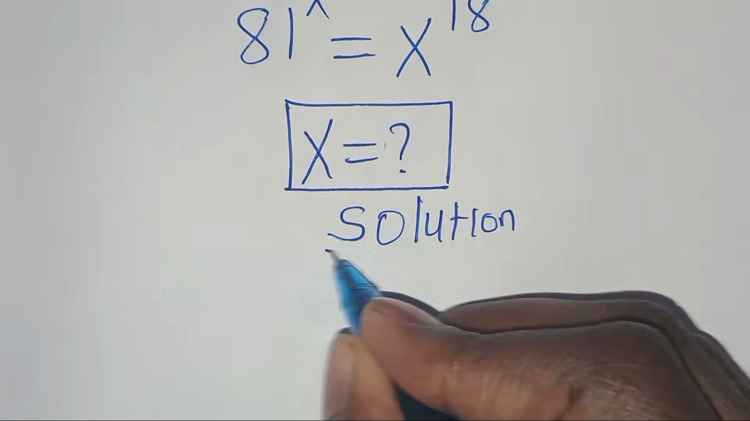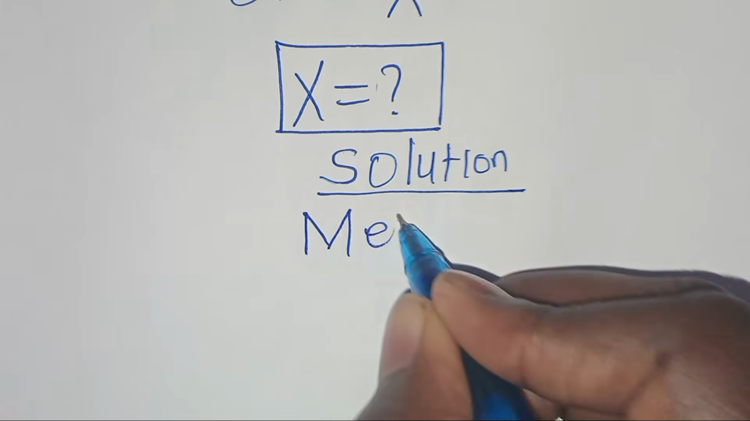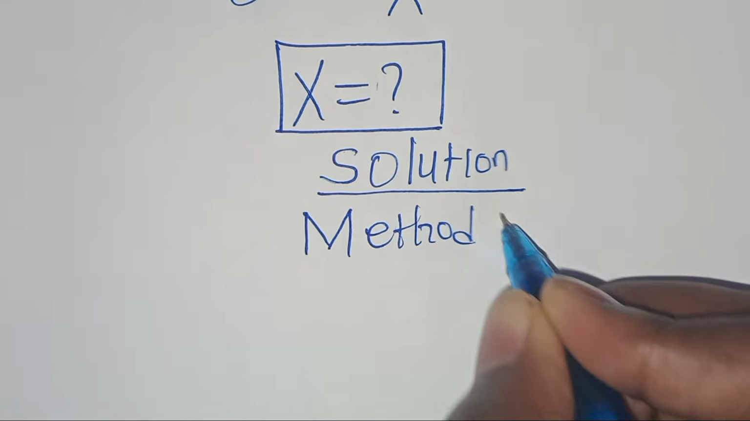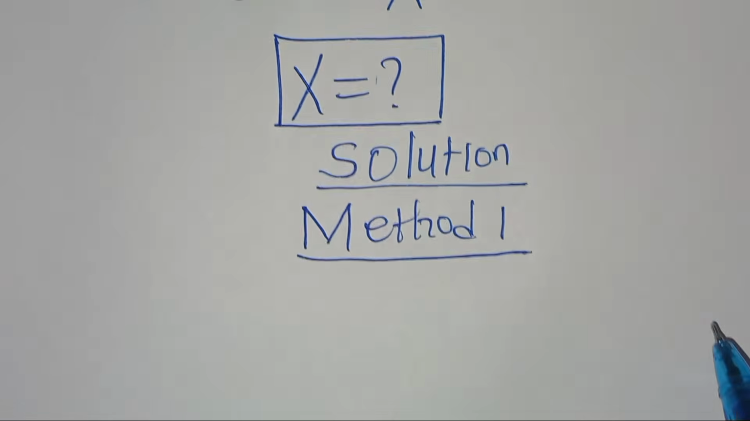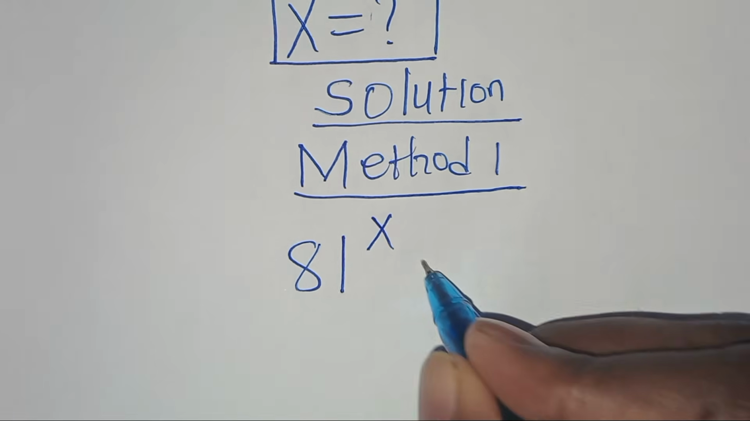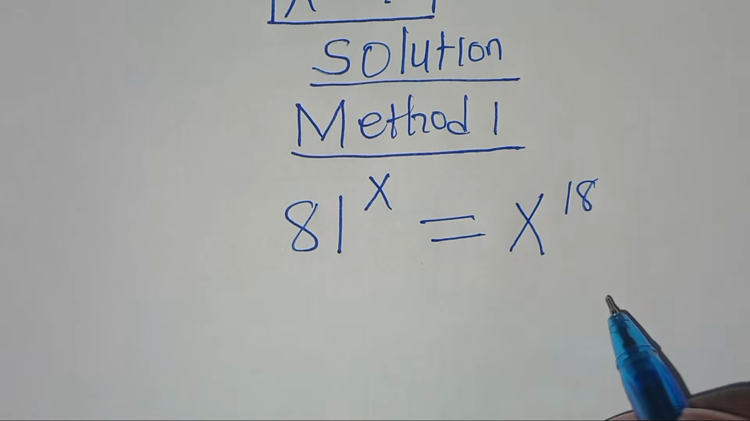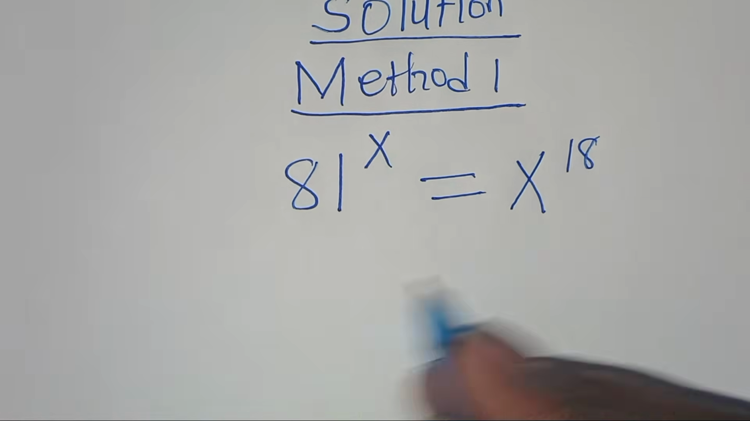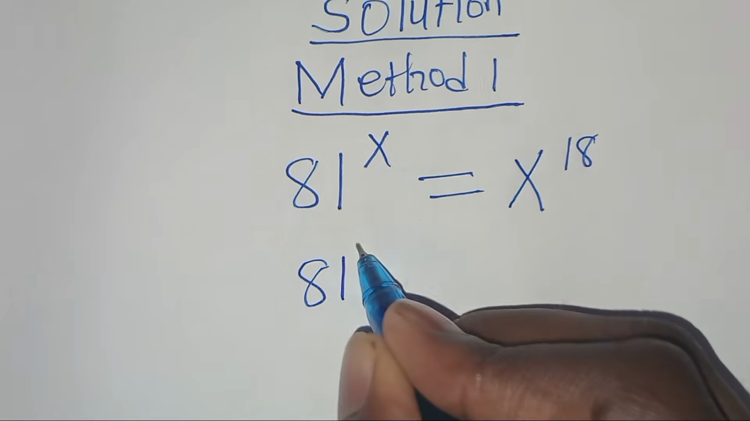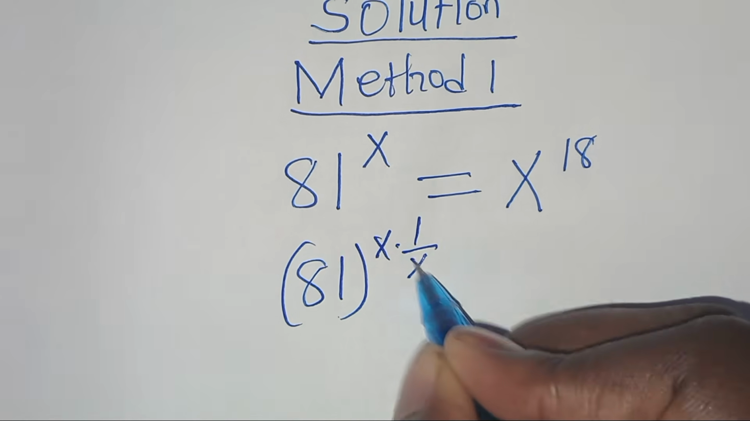Now we can solve this math problem by applying two methods. Let's start with method 1. Method 1, we have 81 raised to the power of x equal to x to the power of 18. So the first step is to eliminate this power here, and to do that, let's multiply both sides by 1 over x.